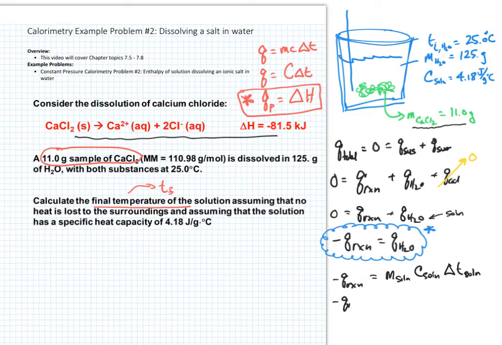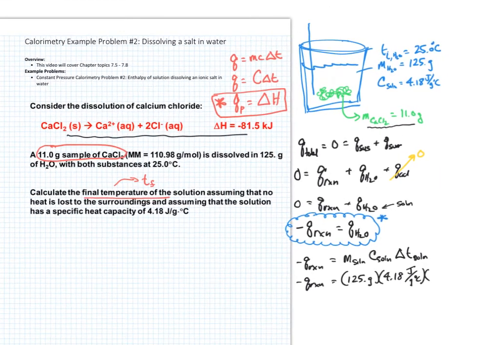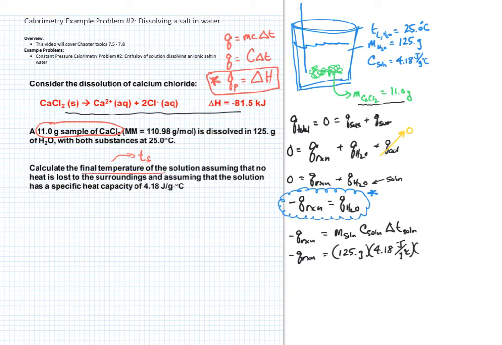All right, so minus Q reaction then is going to be equal to the mass of the water, which is 125 grams, times C solution, which is 4.184 or 4.18 joules per gram degree C, times delta T. And delta T is equal to final minus initial, T final minus T initial, where the starting temperature is 25 degrees.